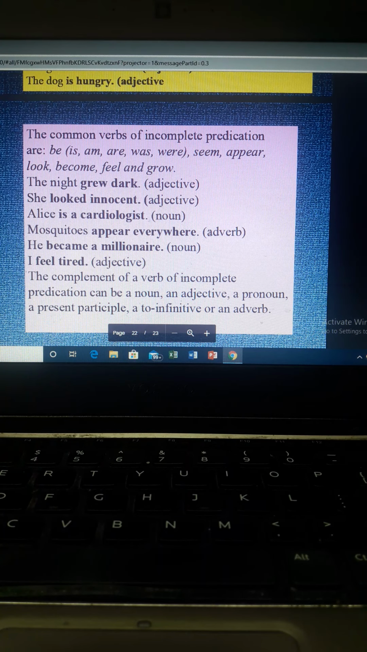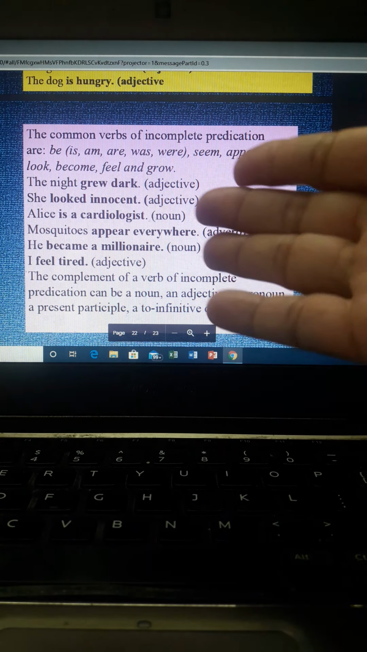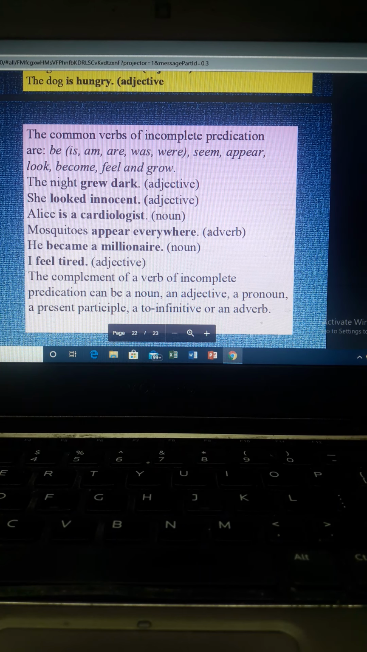Okay. Sometimes we find intransitive verbs used in a sentence, they make full sense out of it. Even though there is no object after the intransitive word, still the sentence is complete in sense. Sometimes intransitive words, when they are used in a sentence, do not make complete sense. Then they need the help of an adjective or a pronoun or a present participle and so on and so forth to make the sentence complete. Such verbs will be called verbs of incomplete predication. And the examples are here: is, am, are, was, were, and so on and so forth.